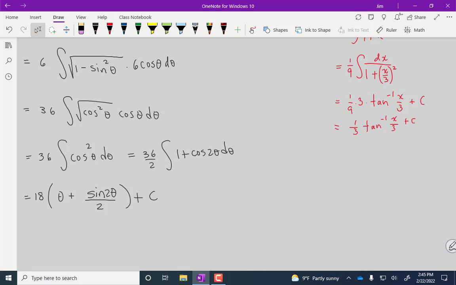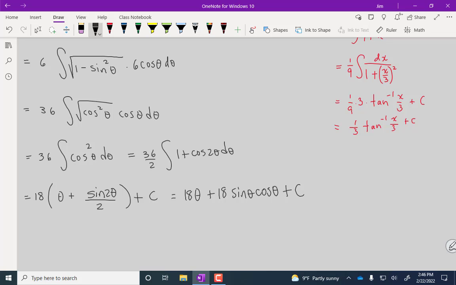Now we need to claw our way back to x. We need to figure out how to get back to x. Well, the first thing we're going to do is use a double angle identity. Sine of 2 theta is 2 sine theta cosine theta. The 2's cancel. Distribute the 18. So now we got rid of the double angle. Now we're at least to single angles.